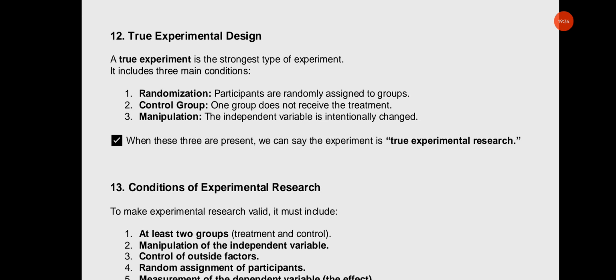True experimental design. A true experiment is the strongest type of experiment. It includes three main conditions. One, randomization: participants are randomly assigned to groups. Number two, control group: one group does not receive the treatment. And third is manipulation: the independent variable is intentionally changed. When these three are present, we can say the experiment is true experimental research. What are the three things? Randomization is one, control group is two, and manipulation is third. So these three things make true experimental research.